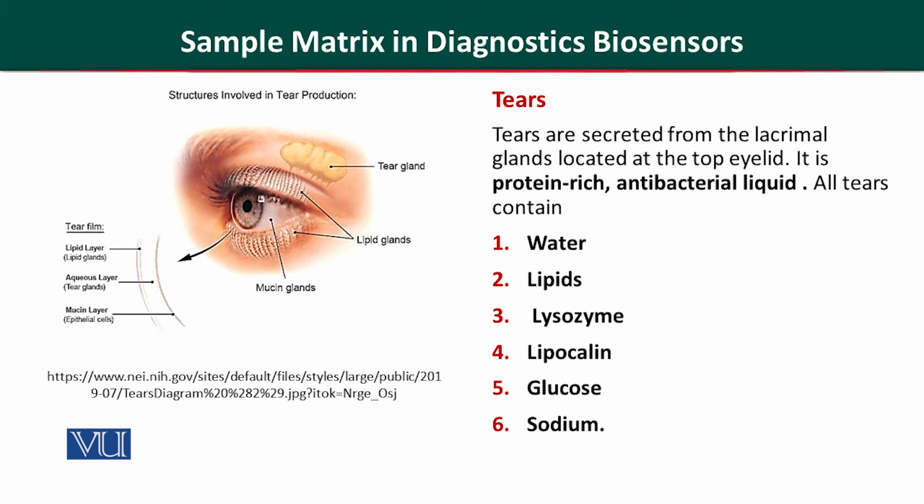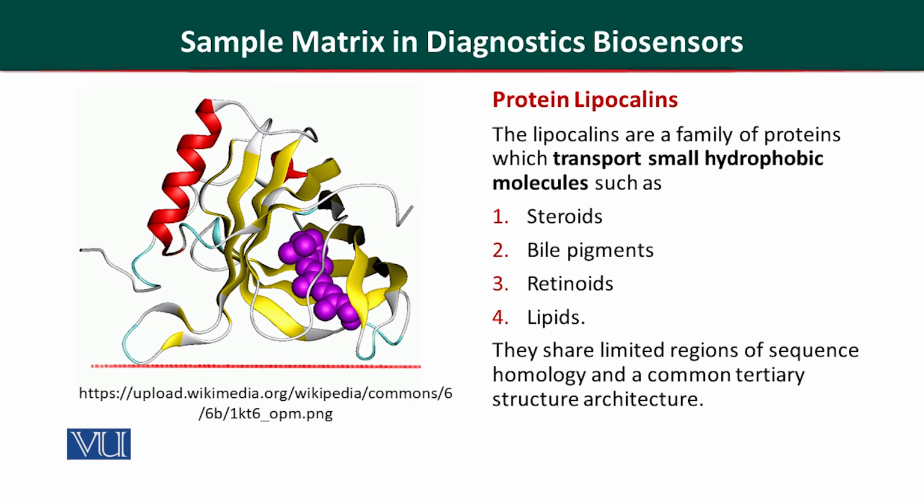Now, tears. Tears are secreted by the lacrimal gland present in our eyes, and there are three types of tears, but I am not going to go into the details of these types. But all the types of tears have three main components. This is a protein-rich antibacterial liquid, and it contains water, lipid, lysozyme, which is an enzyme for the degradation of different compounds, lipocalin, glucose, and sodium. So all three types of tears contain different compositions, but these are the main components.